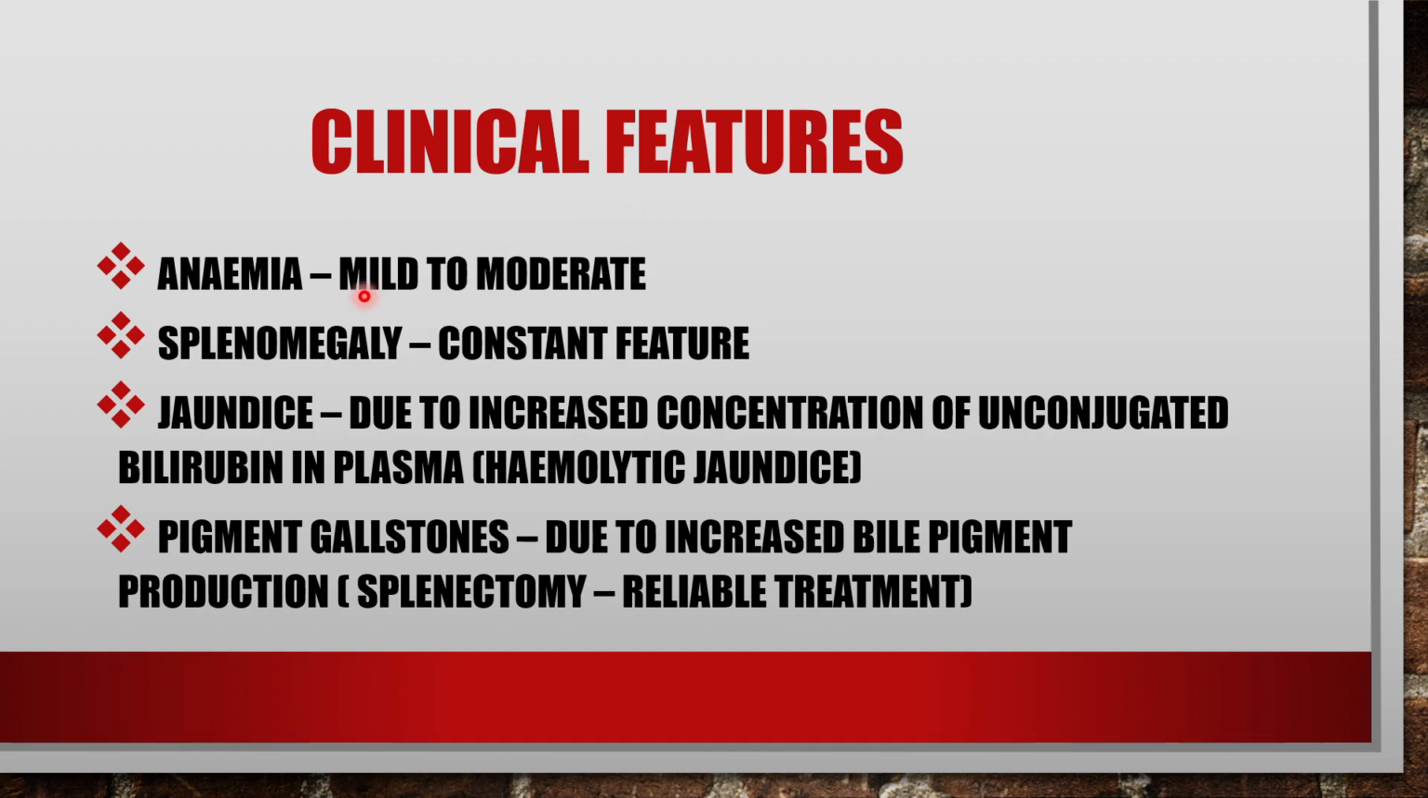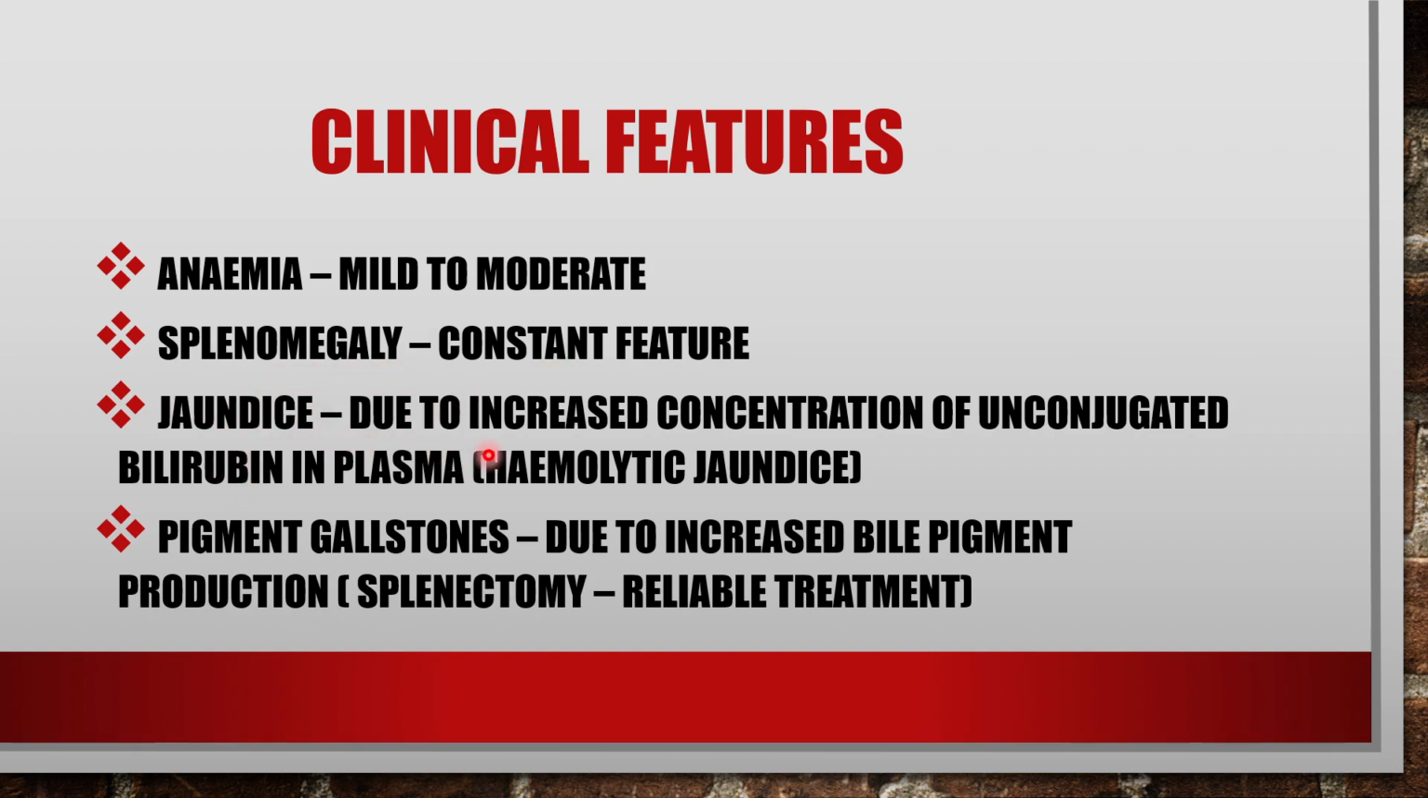Clinical features are anemia, which is mild to moderate. Splenomegaly is a constant feature, and this is caused because the red blood cells have to pass through the spleen, and when they pass through the spleen, they are not able to pass properly, causing splenomegaly.